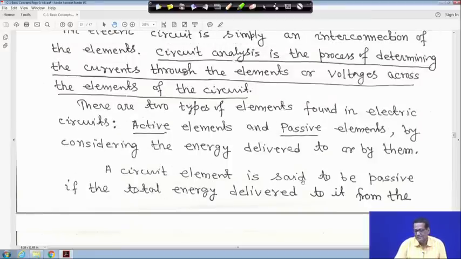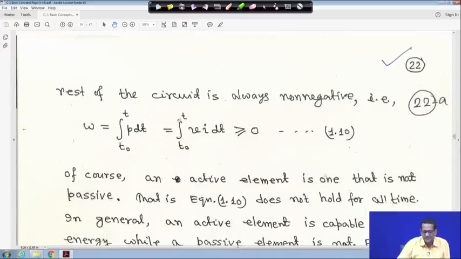So, a circuit element is said to be passive if the total energy delivered to it from the rest of the circuit is non-negative. Suppose energy is given, for any initial time t0 to t, by the integral of p dt, because p is power and power times time is energy, which is in joules. Here p is equal to v i, so mathematically, the integral from t0 to t of v i dt, if it is greater than or equal to 0, then you can say it is a passive element.